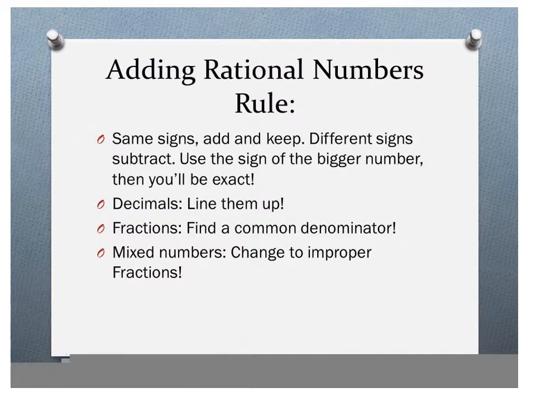So here are some rules. If you're going to add, same sign: if they're both positive, you add and keep the sign. So 2 positives make a positive. Different signs, you're going to subtract. Use the sign of the bigger number, then you'll be exact. This just means that if you're adding a negative number and a positive number, you're basically doing 7 take away 11.